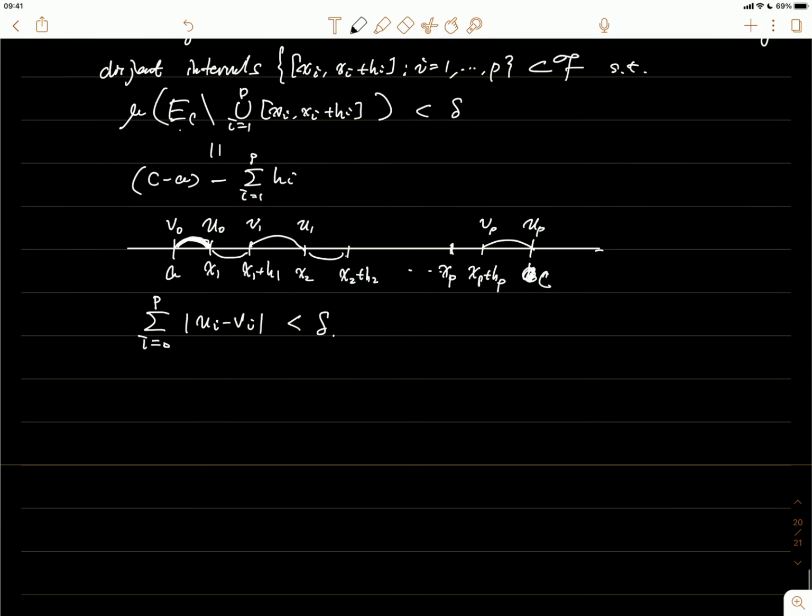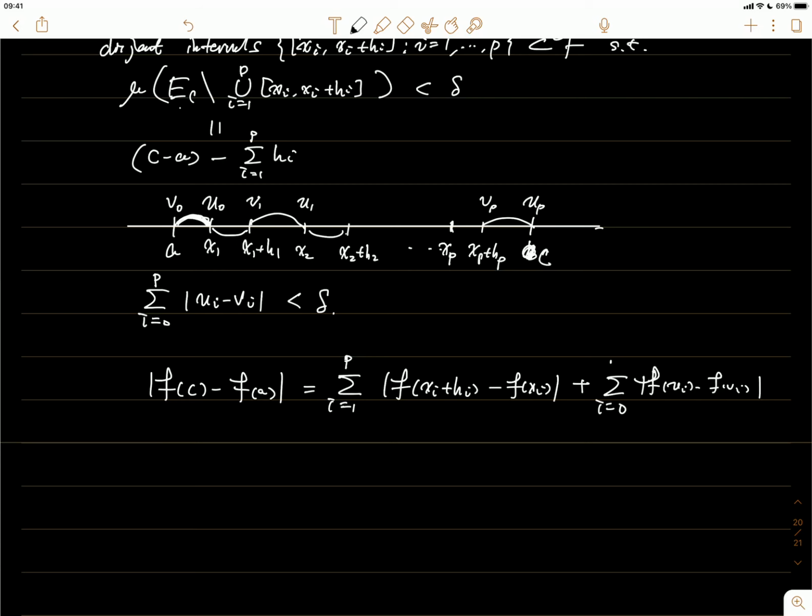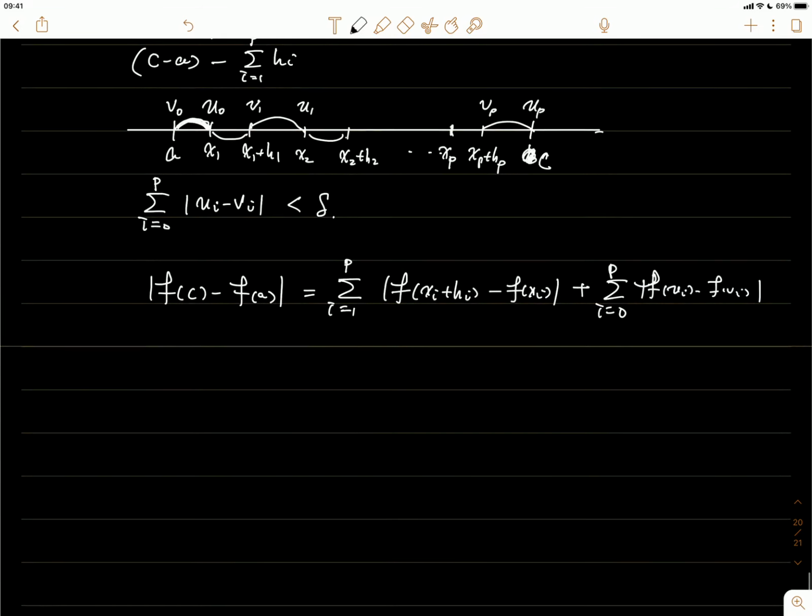Okay, so now let's consider f(C) minus f(A). Now I have f(A), I have A and C, then this difference, using the triangle inequality, can be written as the sum of these things, f(x_i plus h_i) minus f(x_i) for i from 1 to p, plus the sum of f(u_i) minus f(v_i), where i is from 0 to p. Okay, so I know that.